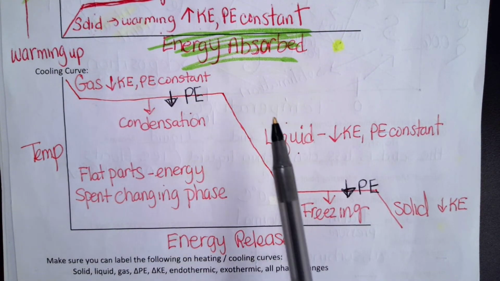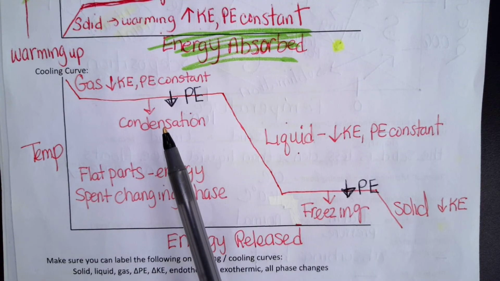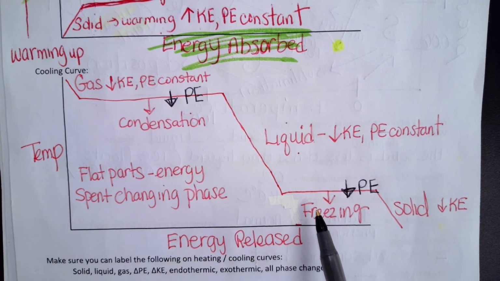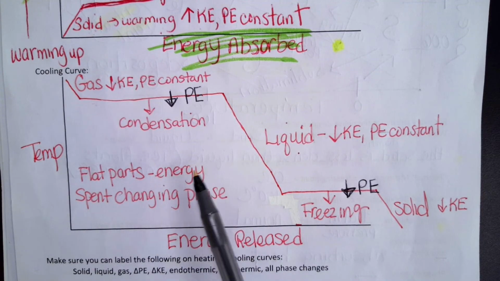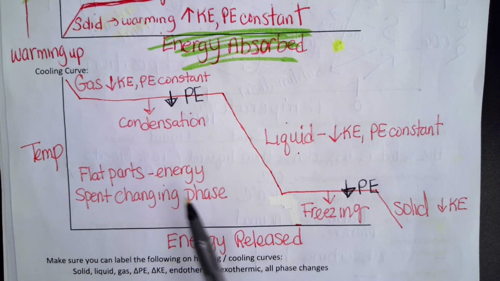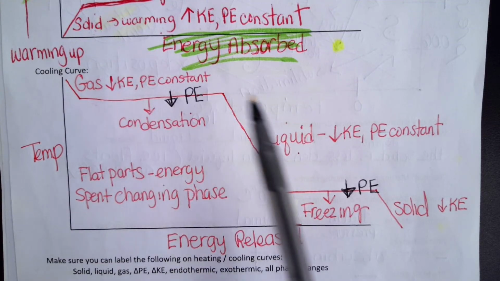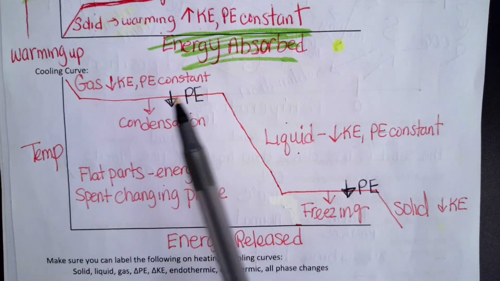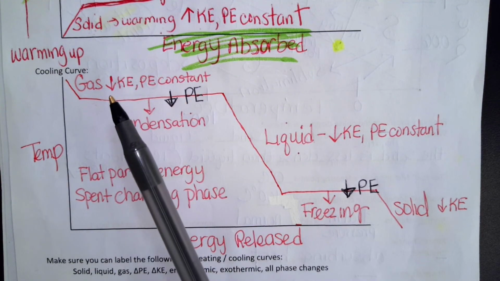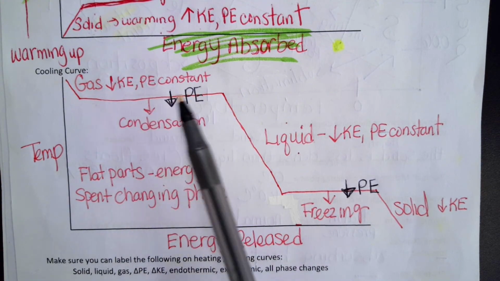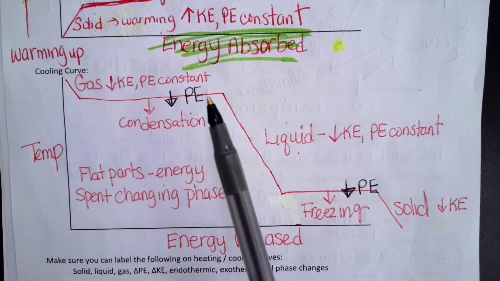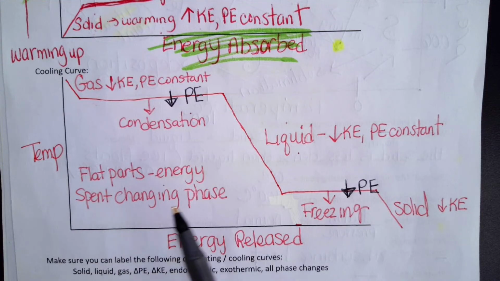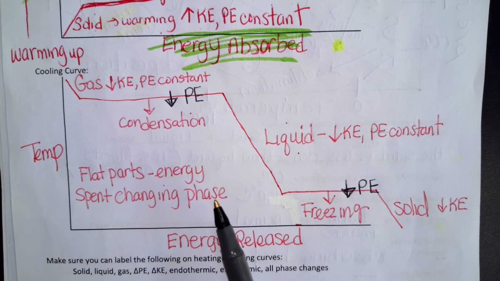When you go from a gas to a liquid, it's called condensation. When you go from a liquid to a solid, it's called freezing. At the flat parts, energy is spent changing its phase. So, from a gas to a liquid, the flat part, all the energy is spent changing all of those gas particles to a liquid. That's why there's no decrease in temperature, it just remains constant. And the same right here. I put here that at the flat parts, energy is spent changing the phase.